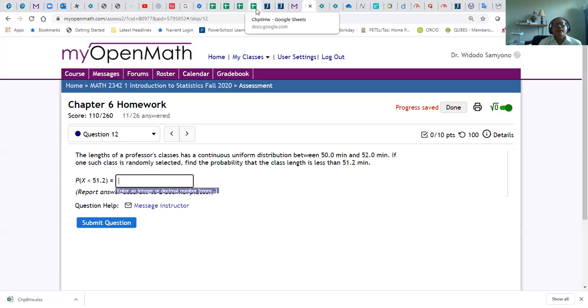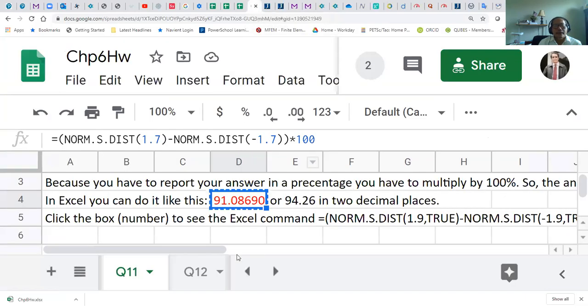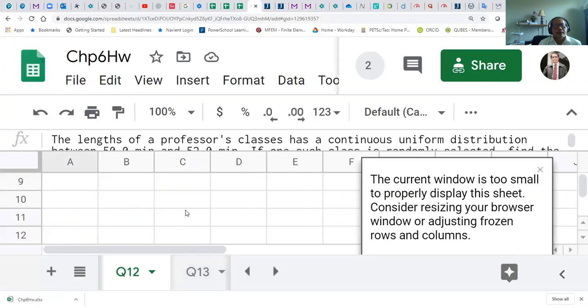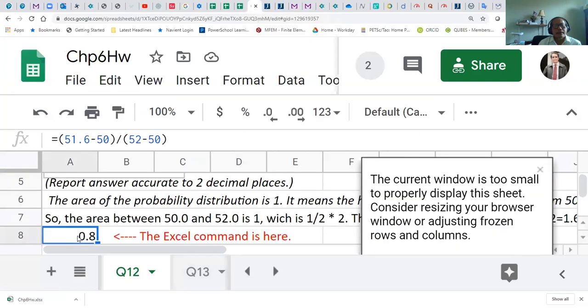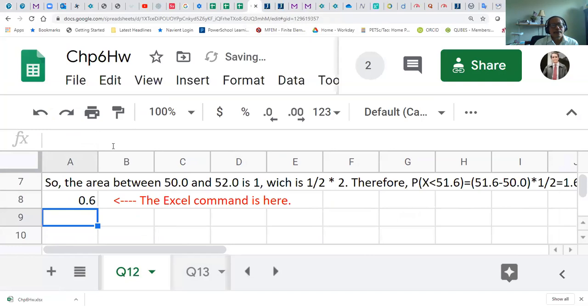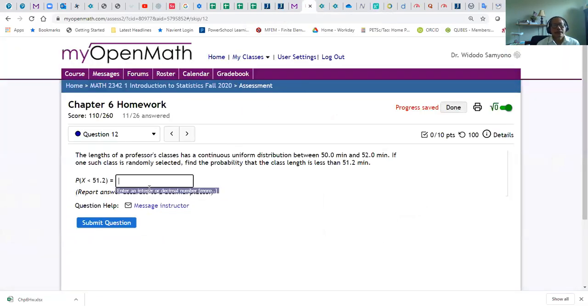Okay, so you have number 12, right? So number 12 here. So you have 51 over, and then you have 52, 51.2, right? Okay. Subtract with 50, okay. And you got 0.6, okay. So the answer here will be 0.6.